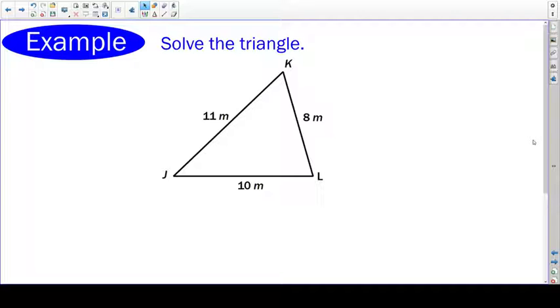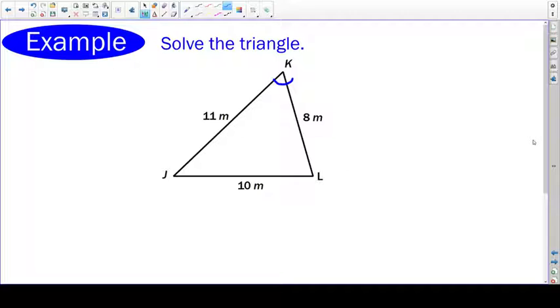Does it matter which angle we look for first? No. So just pick one. Now, I'm doing this by myself. You're listening to me right now. So I'm going to pick one. Let's pick K. It's up top there. We're going to look for K.